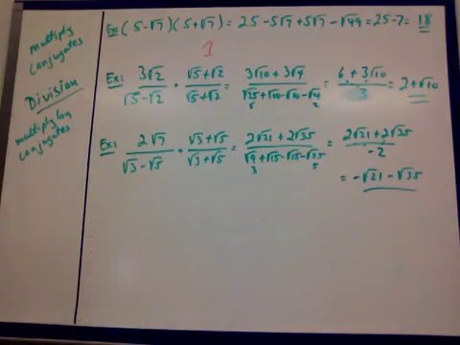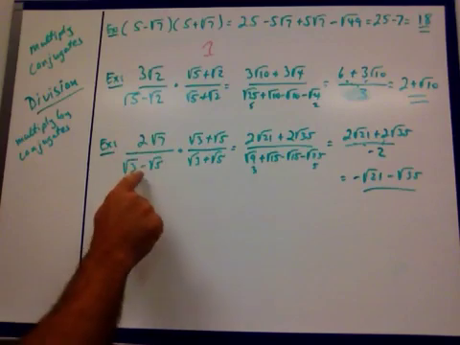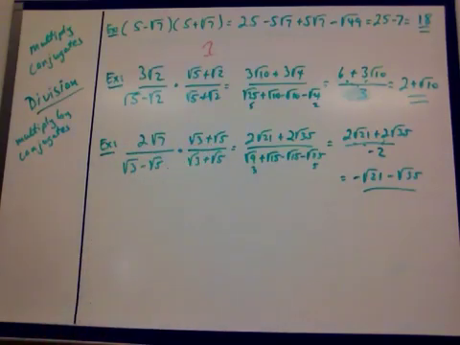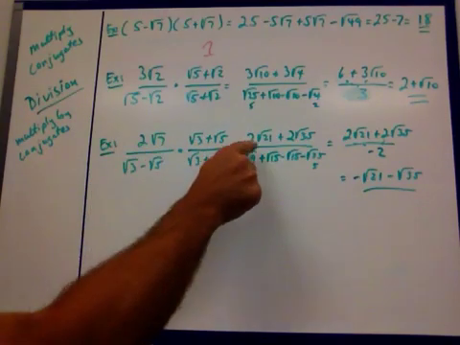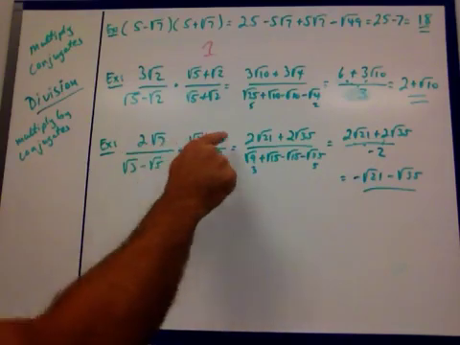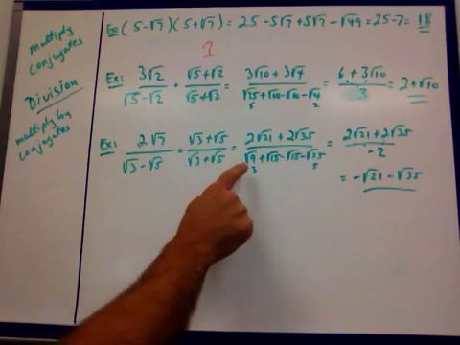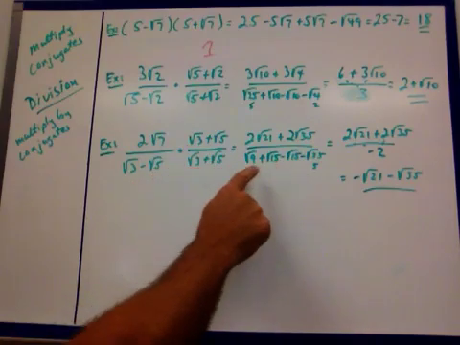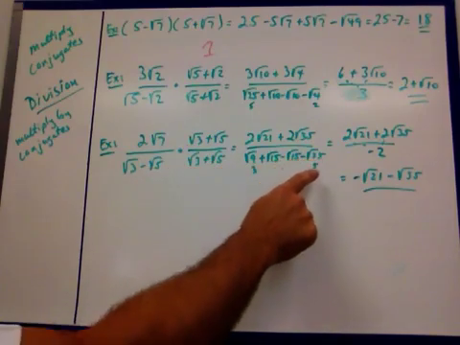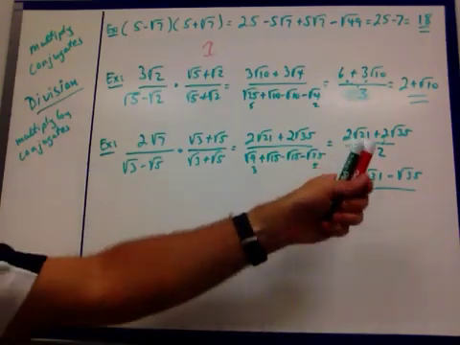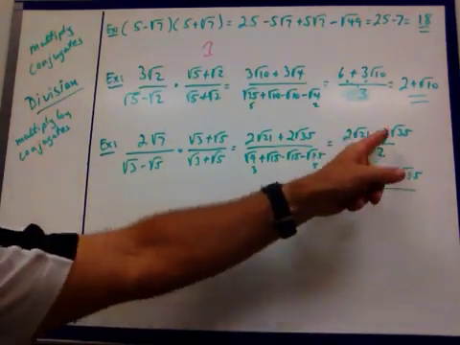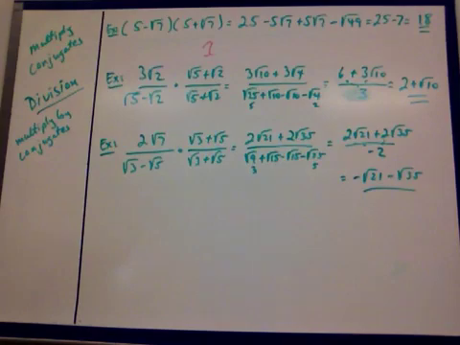Another example here. I can't simplify. I got a minus, so I'm going to go plus. 2 square root of 21. 2 square root of 35, square root of 9, which is 3, plus the square root of 15, minus the square root of 15, minus the square root of 25, which is 5. 3 minus 5 is negative 2. The negative 2 goes into both of those, so I get negative square root of 21 minus 2 square root of 35.